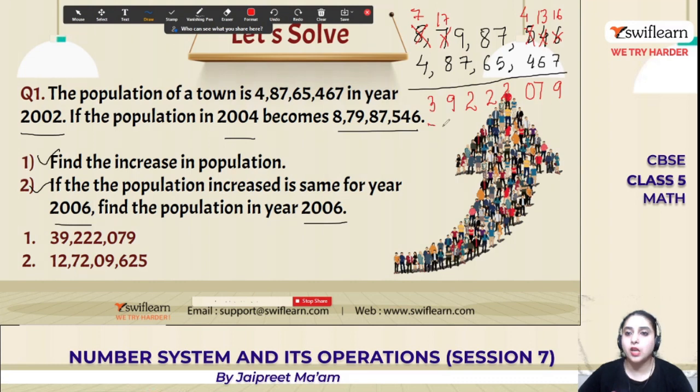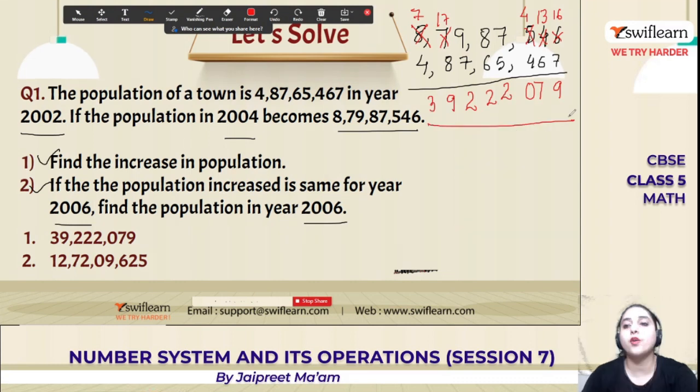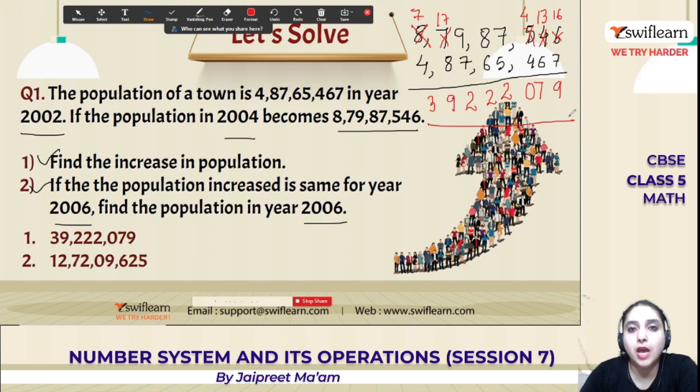So the answer is 3 crore 92 lakh 22,079. This is the increase from 2002 to 2004. Now we have to find out the population for 2006. Now we have to add this increase to the population in the year 2004 so that we can find out our solution. So let's start adding.